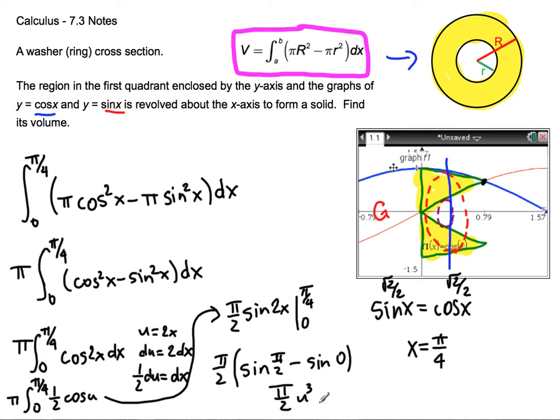For that highlighted region, if you punch pi over 2 into your calculator, you're going to end up with a decimal. So it won't be exact, and that's why you need to know what your directions say. But pi over 2 in decimal form is 1.5708 units cubed.